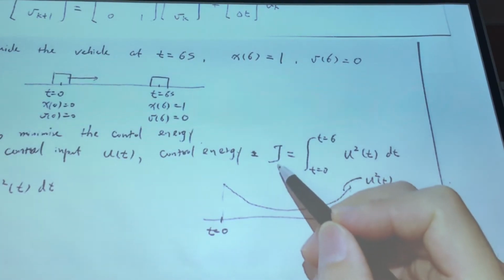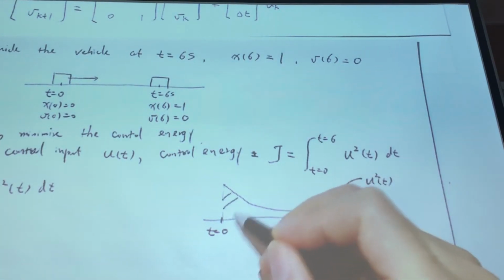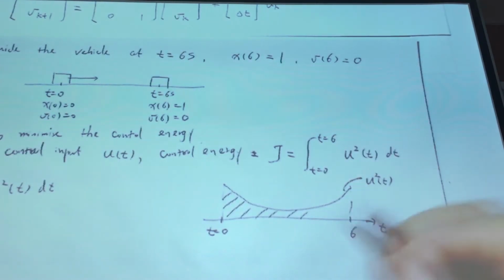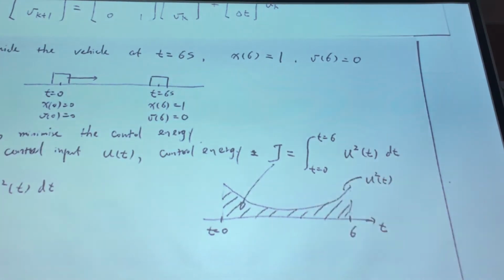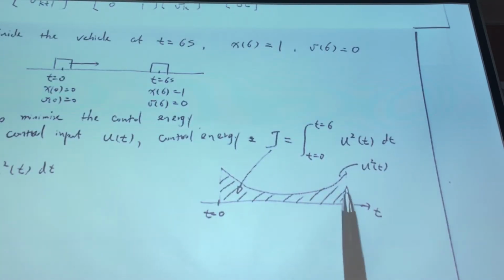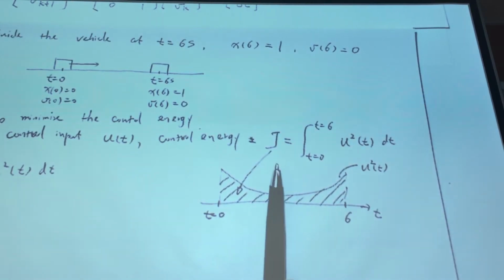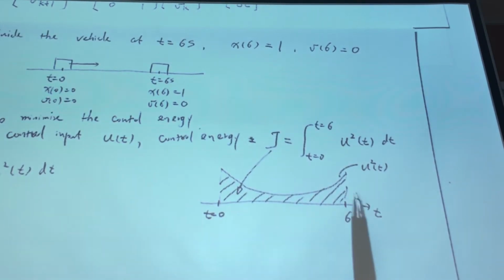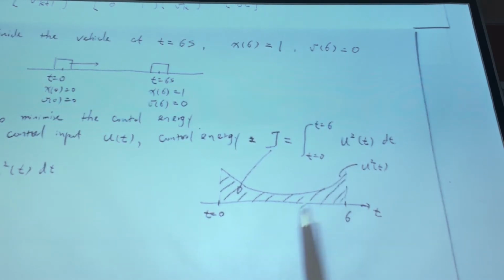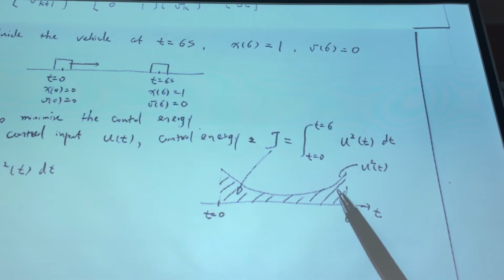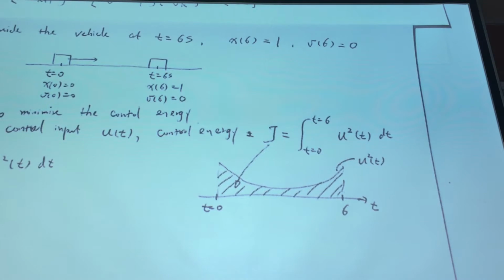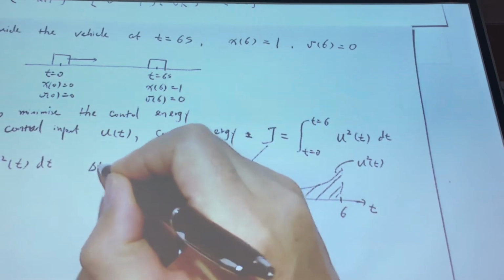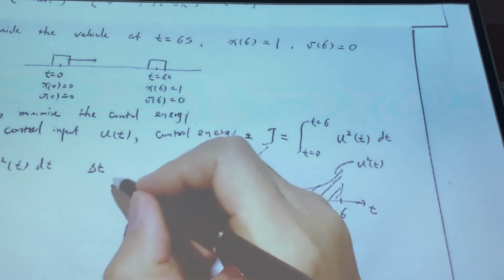So this integral actually defines the area below the cost function. This is the definition of the integration: the integration calculates the area below the function. So we want to discretize the cost function, so we have to choose delta t.